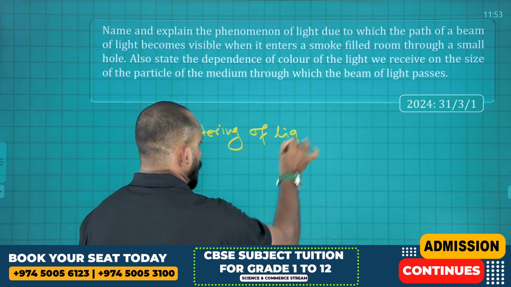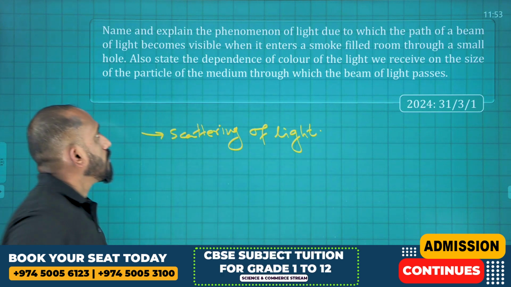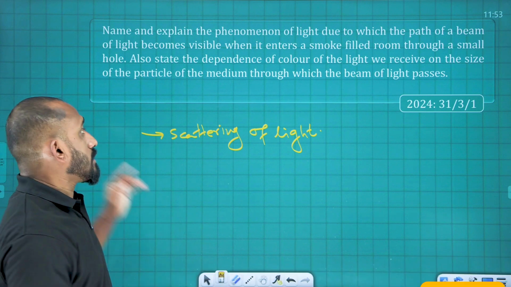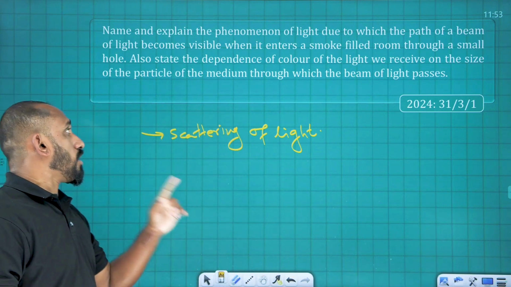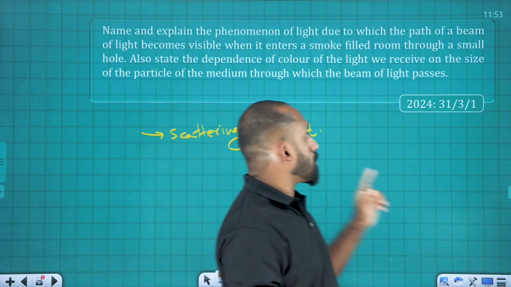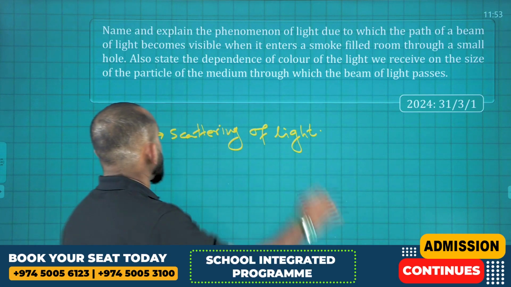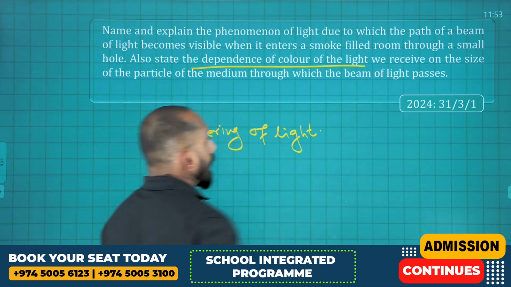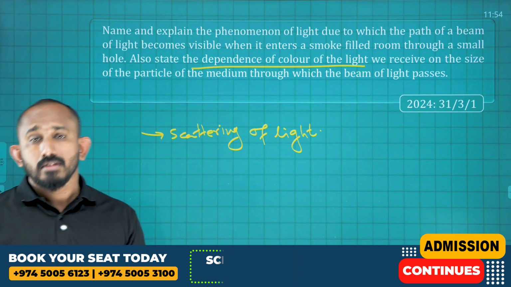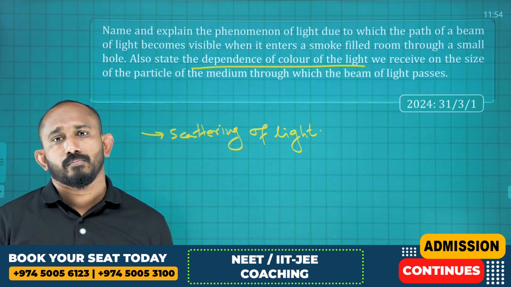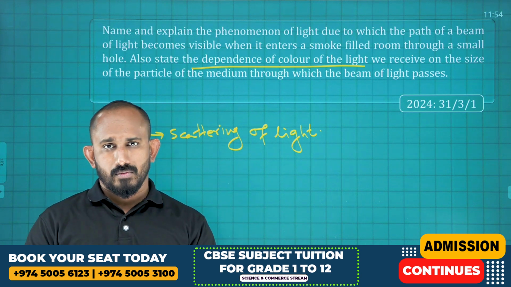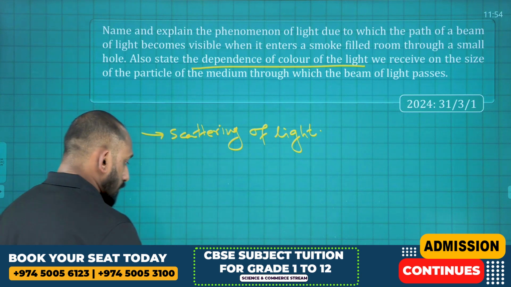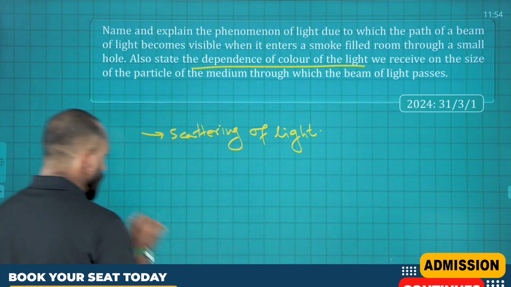Scattering of light is a phenomenon that happens. Also state the dependence of the color of light we receive on the size of the particles of the medium through which the beam of light passes. So you have to state the dependence of color and the size of the particle. If the size of the particle is very small, then colors with less wavelength scatter more.